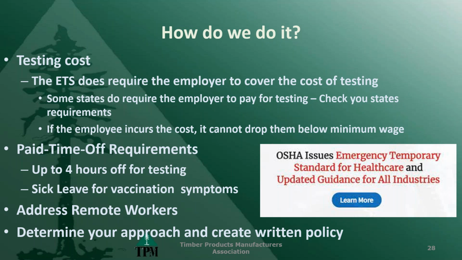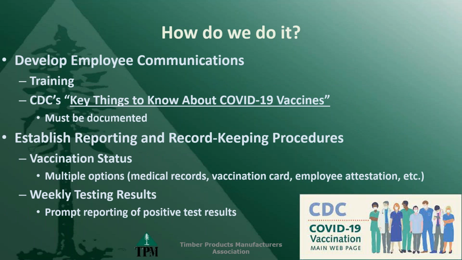So, and once again, I've already said it a couple times, this is if you have 100 or more employees. If you're below that line, the ETS and emergency temporary standards aren't going to apply to you. So we have to develop some employee communications. We have to have documented training on COVID, on our procedures, on our policies, what the expectations are. They have to have documented training on that.